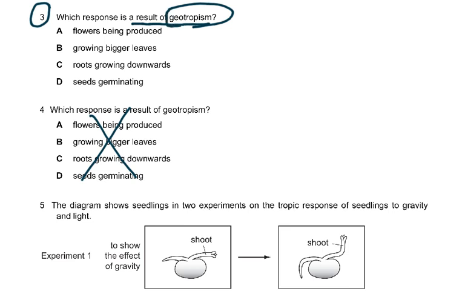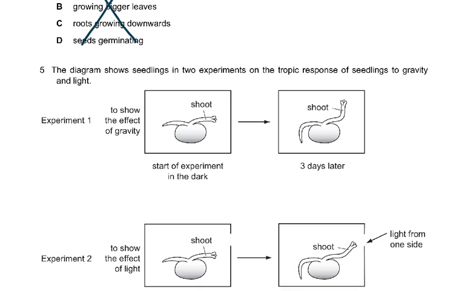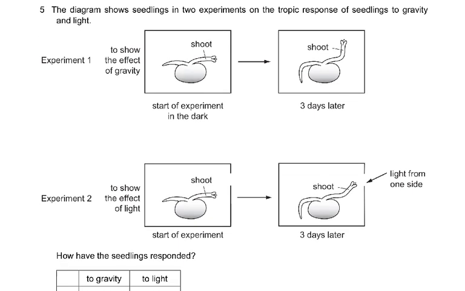Geotropism is the effect of gravity on the root and the shoot. The root grows towards gravity and the shoot grows away from gravity. So roots growing downwards. So the answer to 3 and 4 is C. They're both the same question. Direct question. Now coming to question number 5.